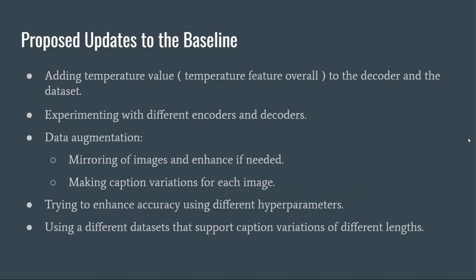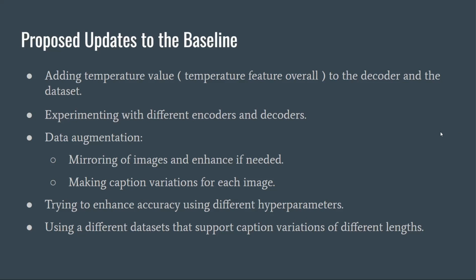Moving on to the proposed updates to this baseline, we wanted to add descriptiveness to the whole idea of image captioning, where we control the description of the image by adding a new input. Instead of an input of an image only, it will be an input of an image and a temperature, where the temperature is a value between 0 and 1. The higher the temperature value, the more description is given for the image, and the lower it is, the more details are ignored from the image caption.